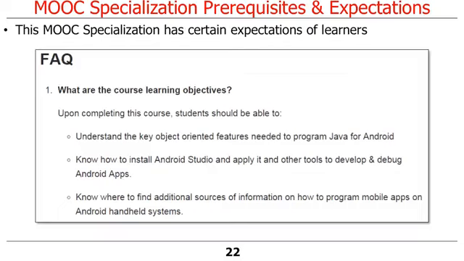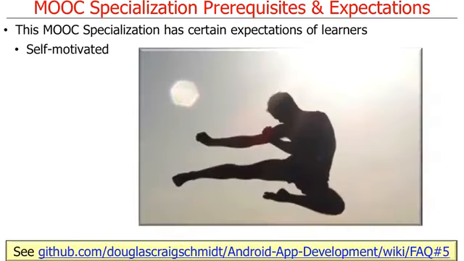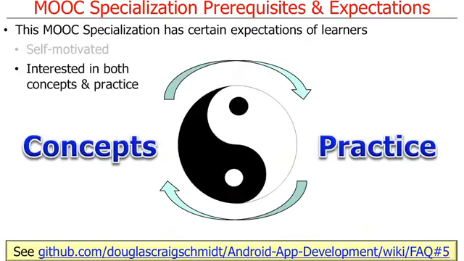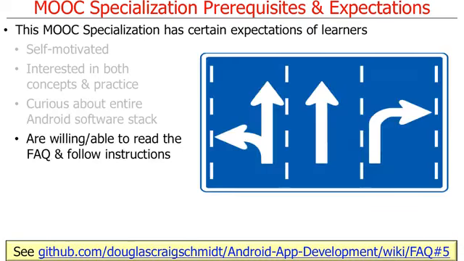We develop this specialization with certain expectations of learners who take the MOOCs. These expectations are summarized in the Frequently Asked Questions, or FAQ webpage. In particular, this MOOC is intended for self-motivated learners interested in understanding both the concepts and practice of developing mobile apps. It's also intended for learners who are curious about the entire Android platform at the API level, as well as the inner workings of its software stack. Finally, we expect that learners are willing and able to read and follow the instructions in the MOOC assignments and announcements. We don't expect you to have a computer science background.